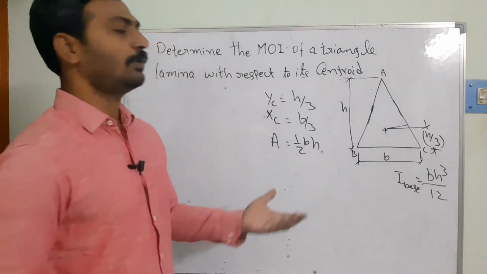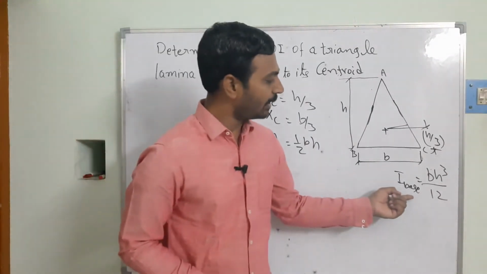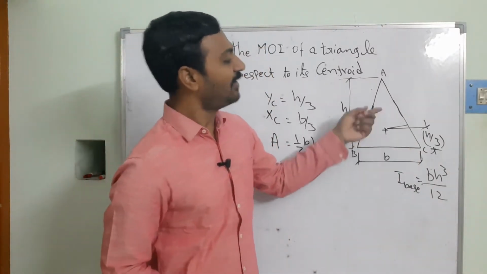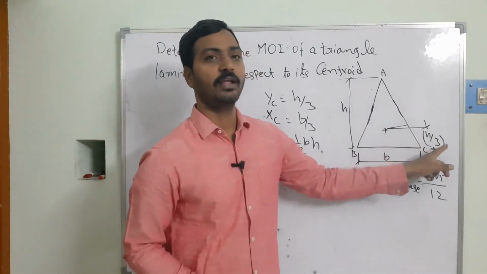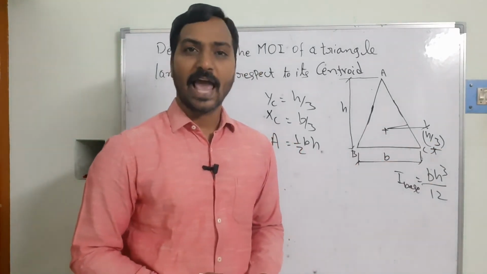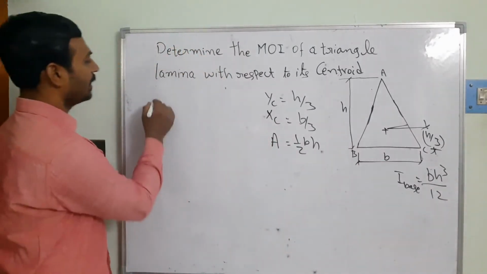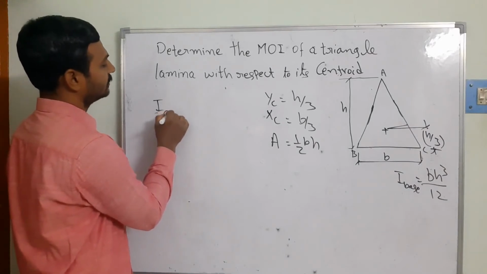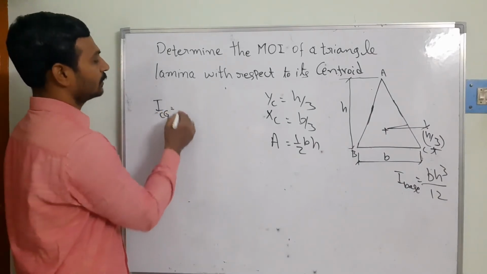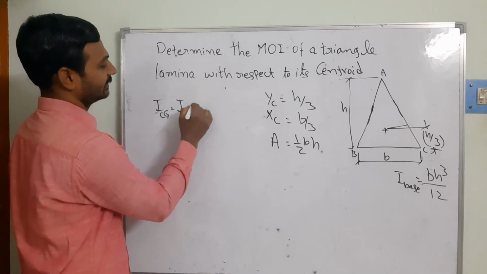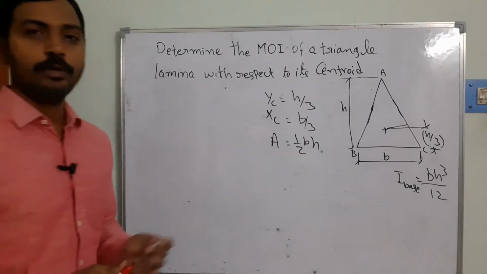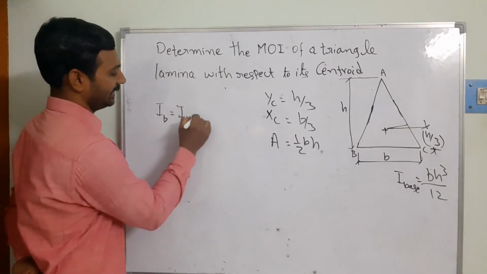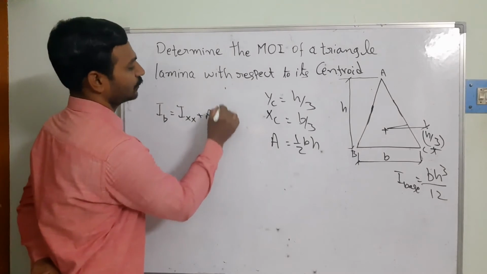So then what principle can we use? Initially we have calculated the moment of inertia which is passing through the base. But can you see the centroid is located away from the base, at a distance of h by 3. Now we are trying to apply the parallel axis theorem. So what is the parallel axis theorem? Suppose I am taking the centroid axis as IXX, then I base is equal to IXX plus A h square.